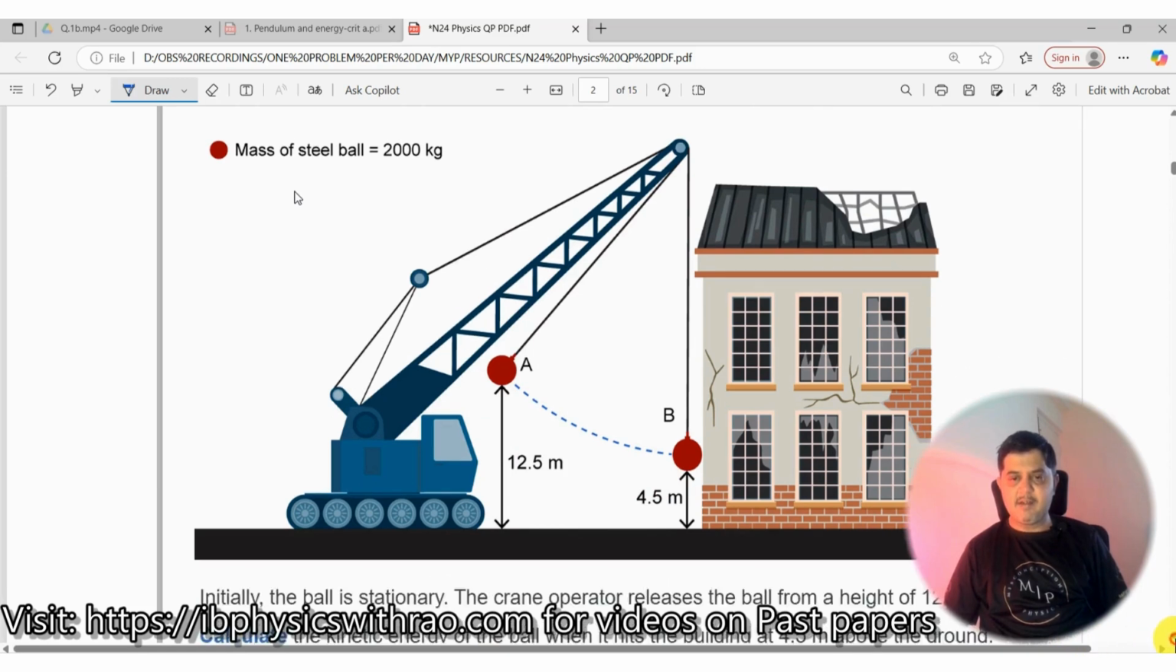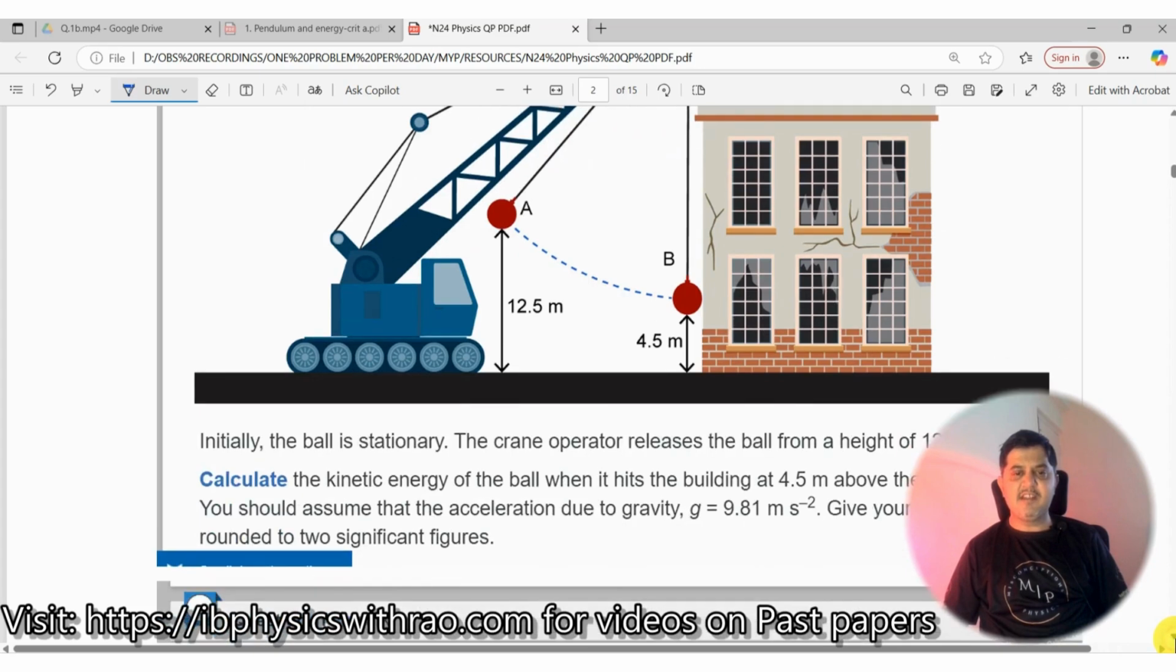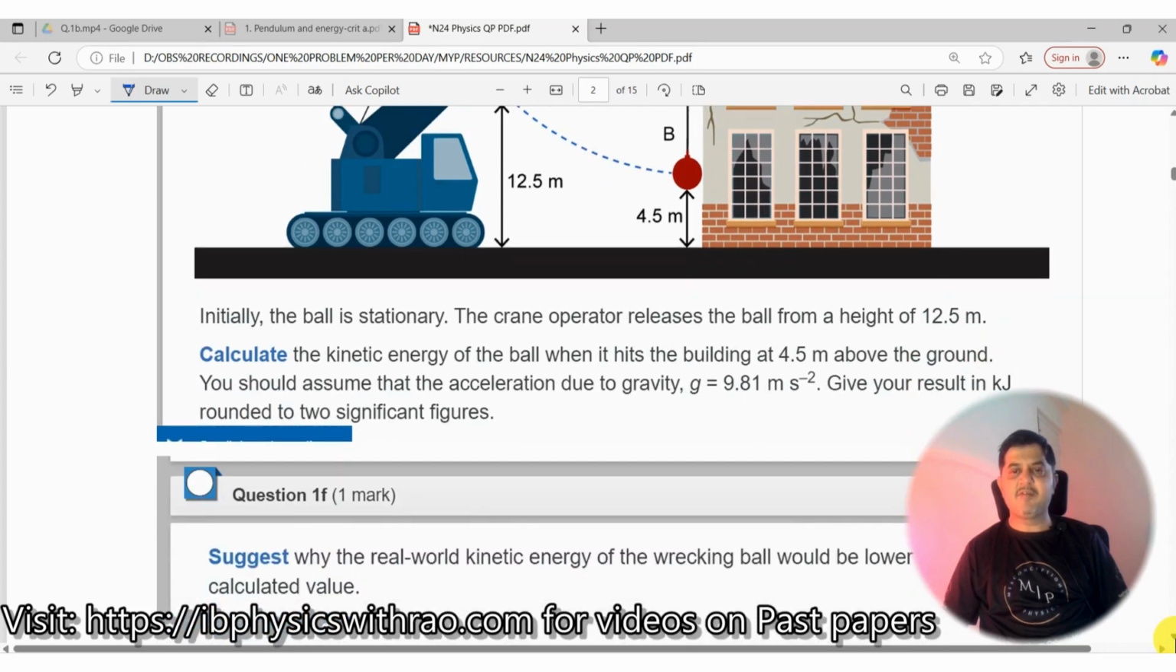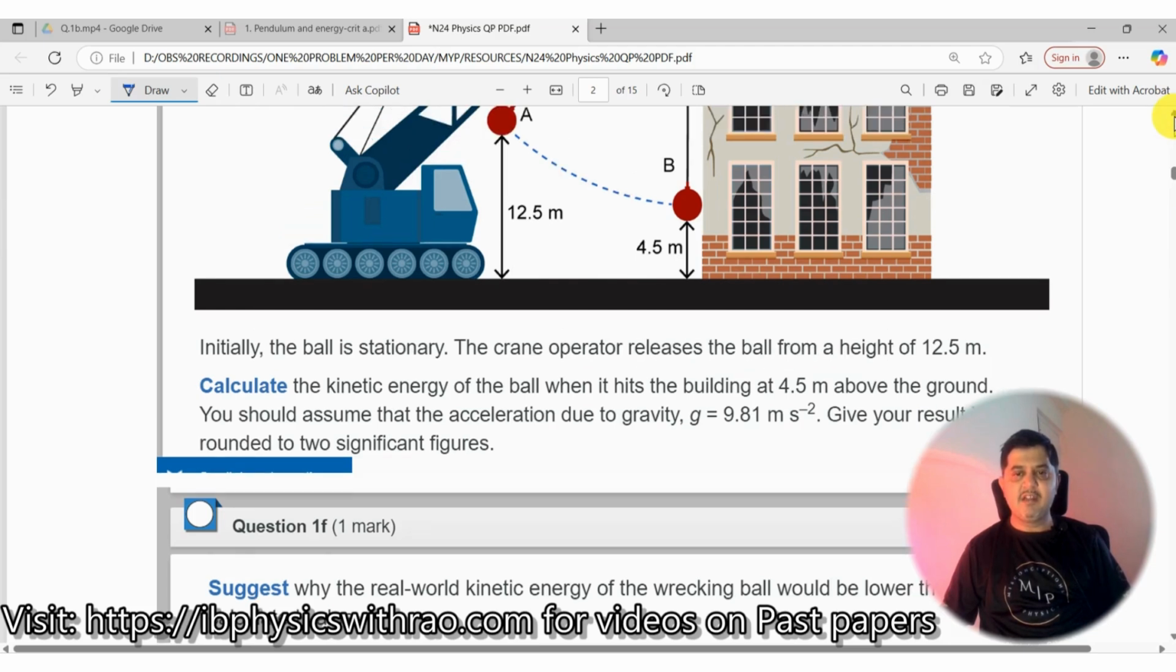And then what next? Initially the ball is stationary. The crane operator releases the ball from the height of 12.5 meters. Calculate the kinetic energy of the ball when it hits the building at 4.5 meters above the ground. Totally, you see, the whole problem is only about a simple pendulum. That's why he has changed it in a different way. Now he is asking you to find out the kinetic energy at this point, when it hits the building at 4.5. What is the kinetic energy?